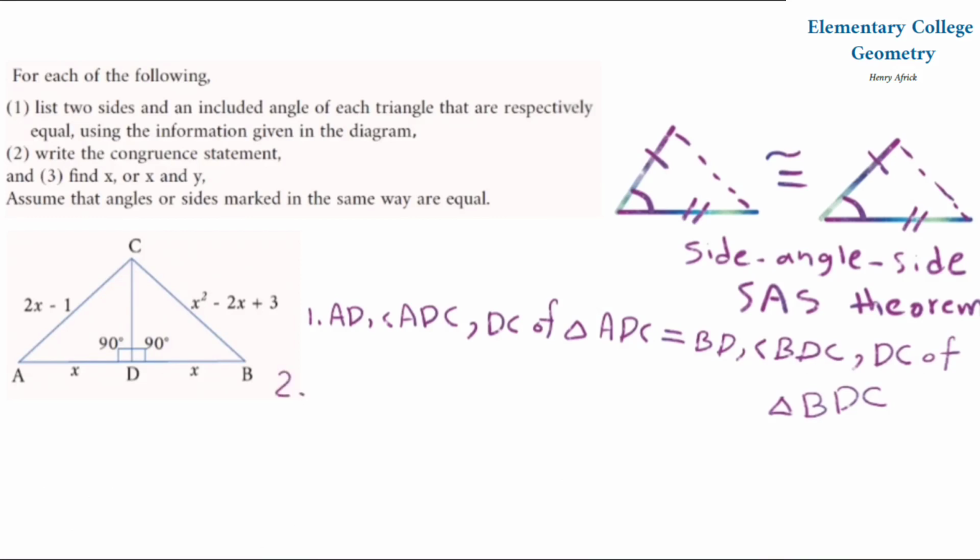So we can conclude that due to the side angle side theorem, these two triangles are congruent, and the triangle ADC is congruent to the triangle BDC. Now we can find x and unknown sides. So two sides AC and BC are equal.